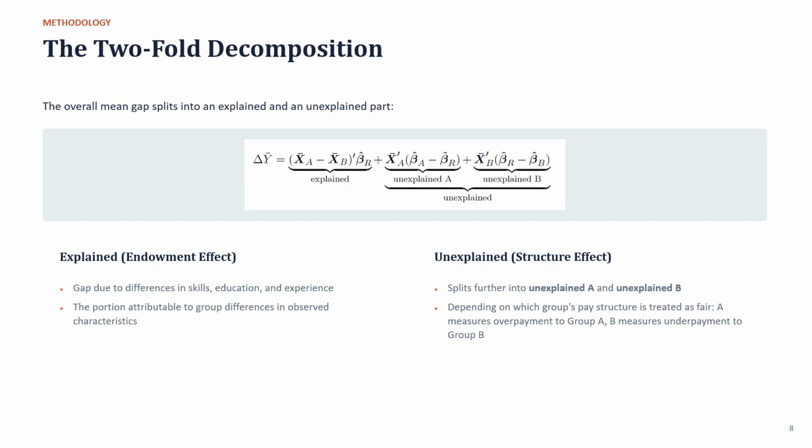The structure effect is the unexplained part. This is where things get interesting. It arises because the coefficients for men and women are different. The structure effect can actually be split further into an overpayment to group A and an underpayment to group B, depending on which group's pay structure we choose as the fair benchmark.